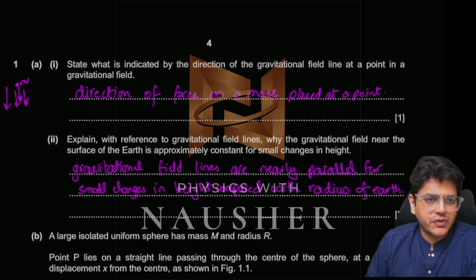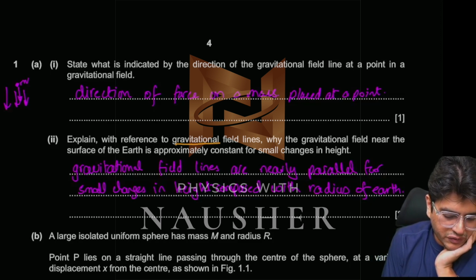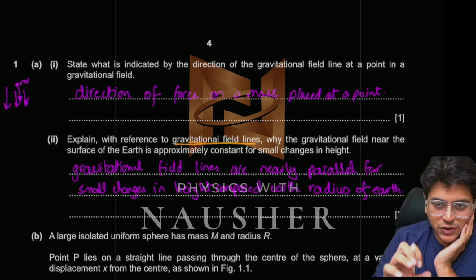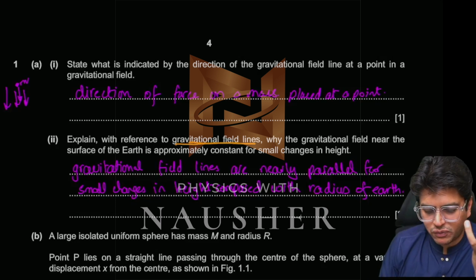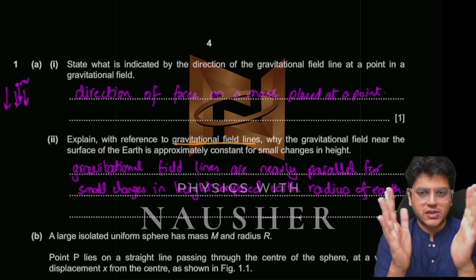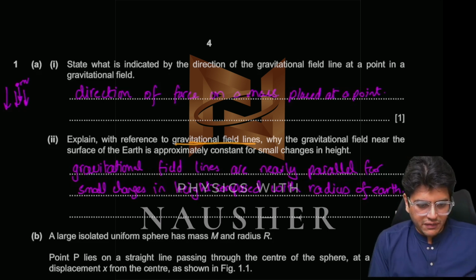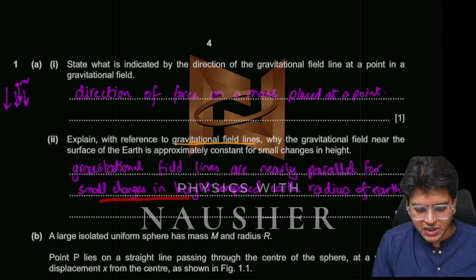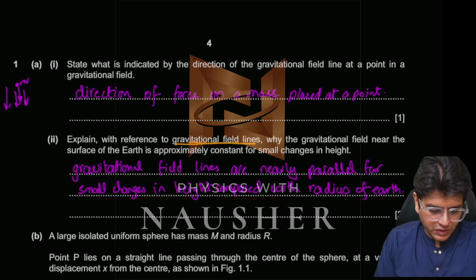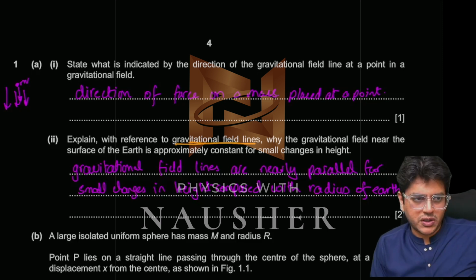Now explain with reference to gravitational field lines. Remember, they're talking with reference to this, so you have to mention this in your answer. Why is the gravitational field near the Earth's surface approximately constant? It is because the spacing between the field lines is constant. The gravitational field lines are nearly parallel for small changes in height compared with the radius of Earth. It is very important that you mention this.